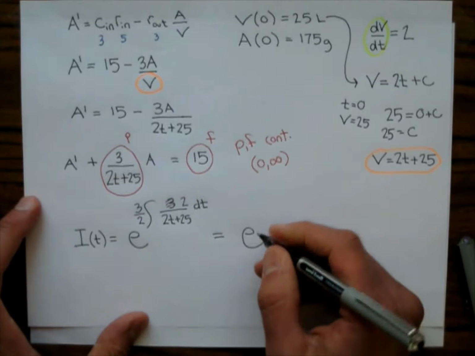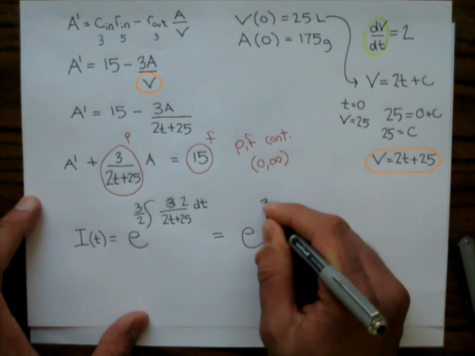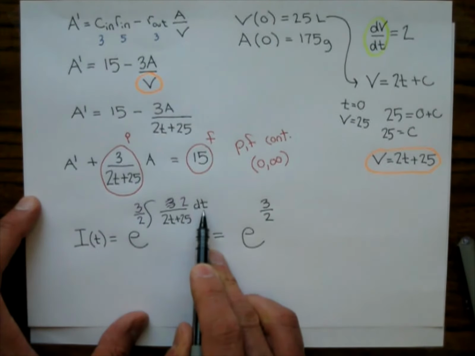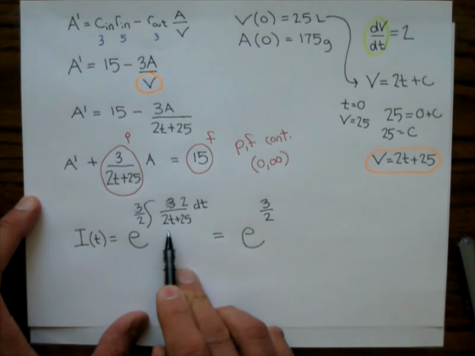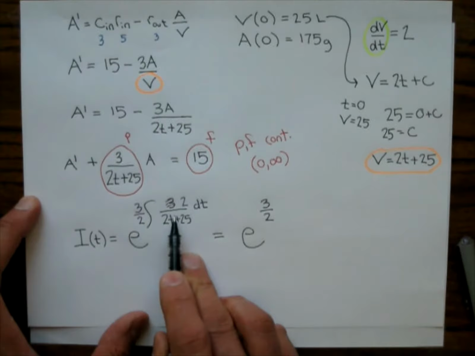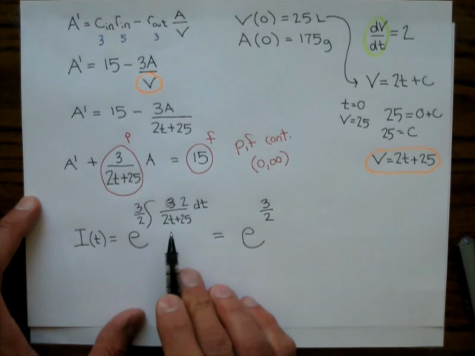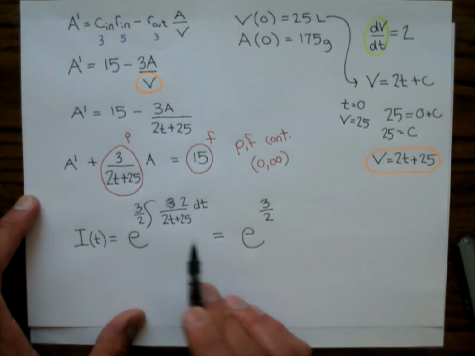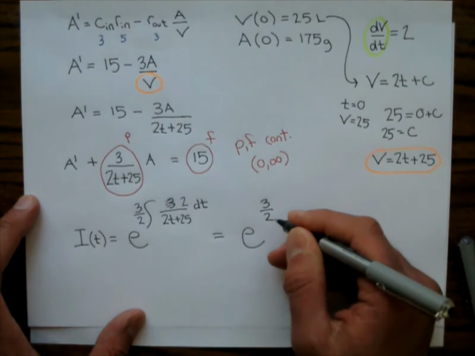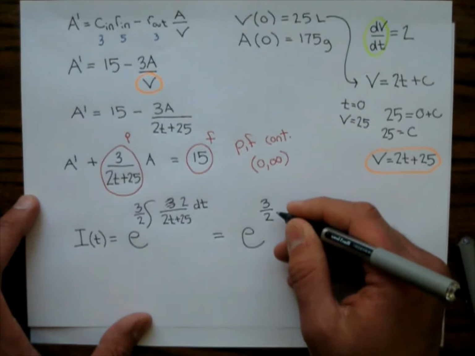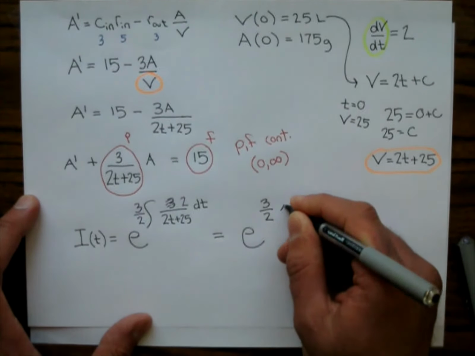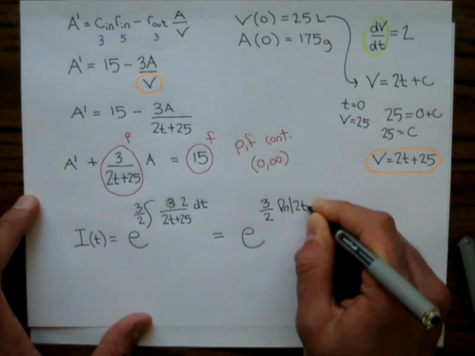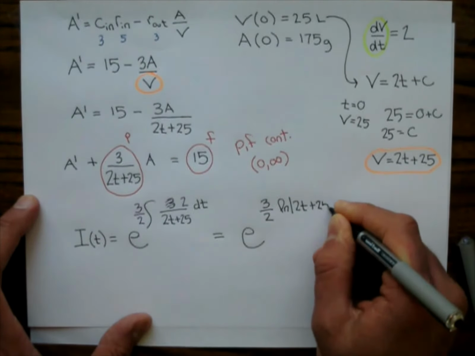So now I have e raised to the 3/2, and then now it's time to integrate. The 2 dt is going to disappear. If you don't feel comfortable with this technique of integration, the eyeball method, go ahead and do u substitution. u equals 2t plus 25. And so I'm going to say 3/2 times the ln of the absolute value of 2t plus 25.